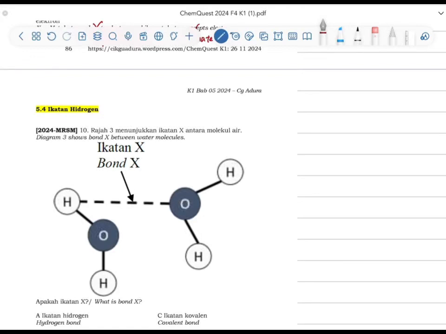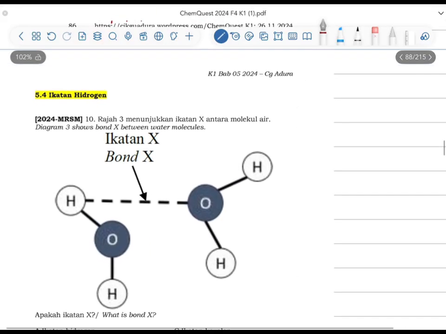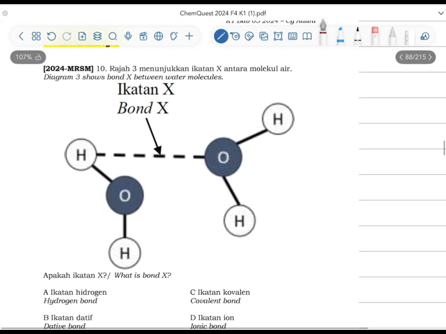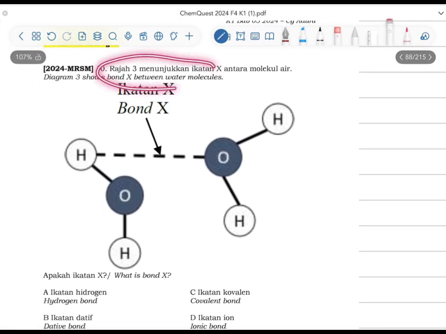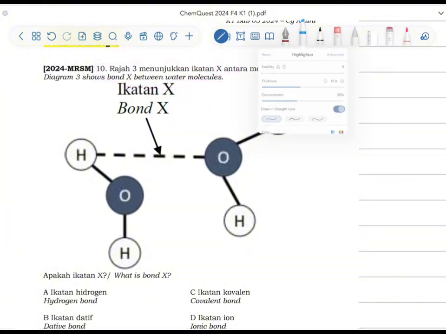Hi, welcome back to another video. In this video we are going to discuss what a hydrogen bond is. So let's look at this question. This is a diagram that shows the bond X between the water molecules. When you see the words water molecules and bond, we know that the water molecules have a hydrogen bond. But some of you might wonder why the bond for water molecules must be a hydrogen bond?